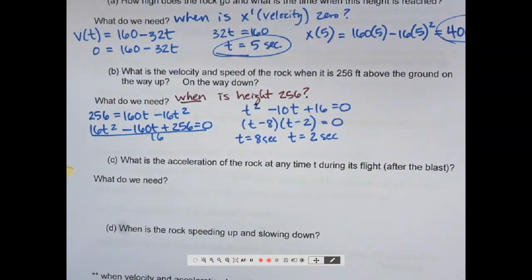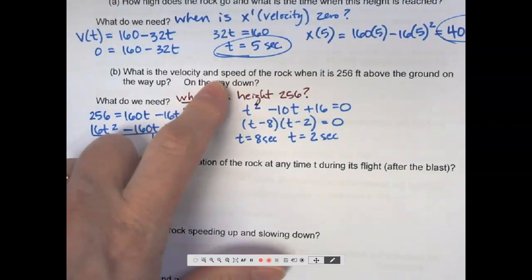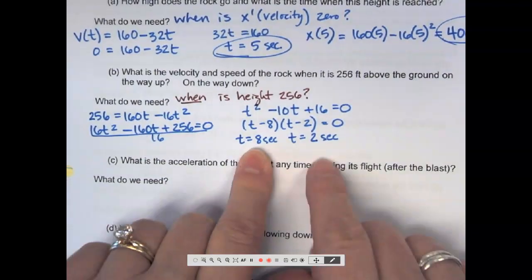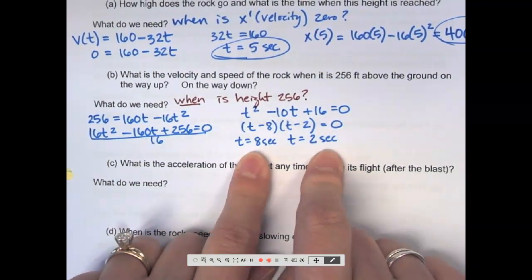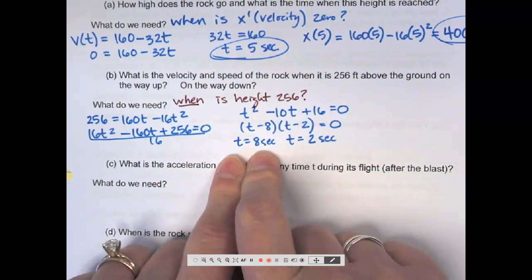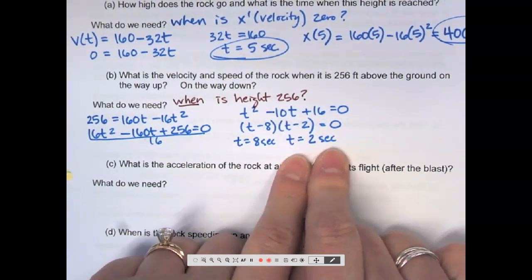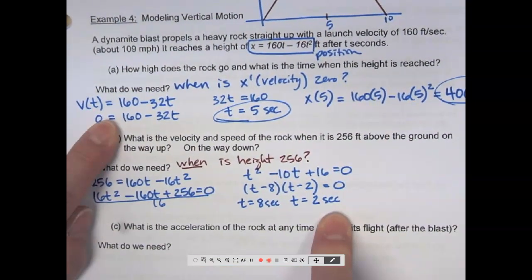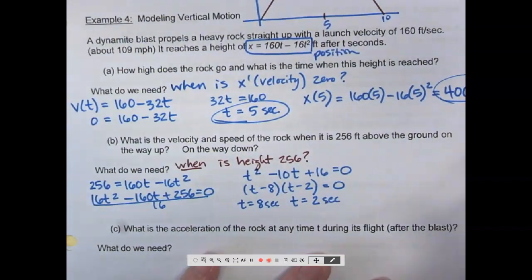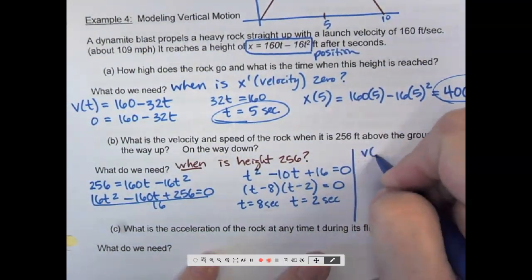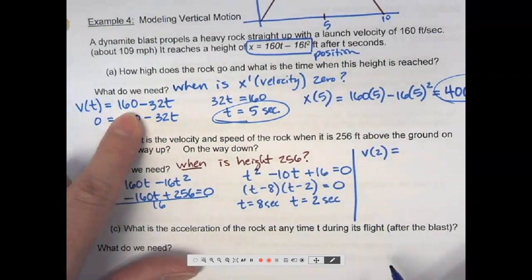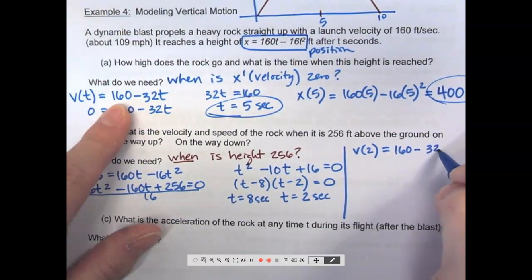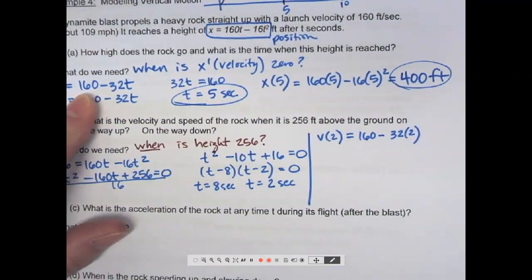Okay, so I still haven't answered the question. What is the velocity on the way up when it reaches this height? All I have figured out so far is that it's at this height at 2 seconds, and it's at the height again at 8 seconds. How do I find the velocity at 2 seconds? Plug it into our velocity equation. Okay, so I'm going to find velocity at 2. Go to that velocity equation. 160 minus 32 times 2. Okay, what does that give me?